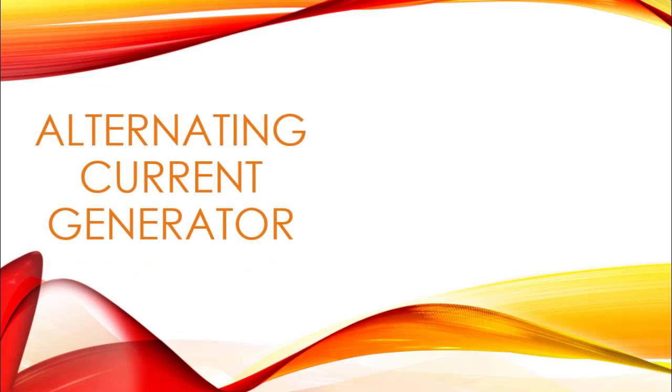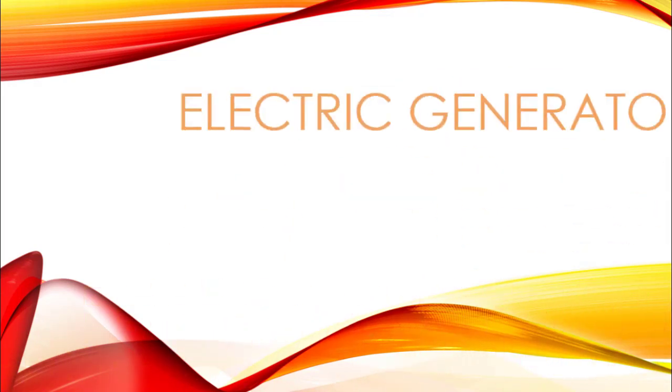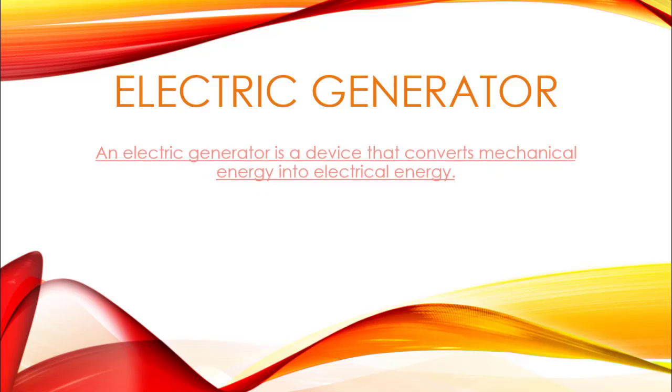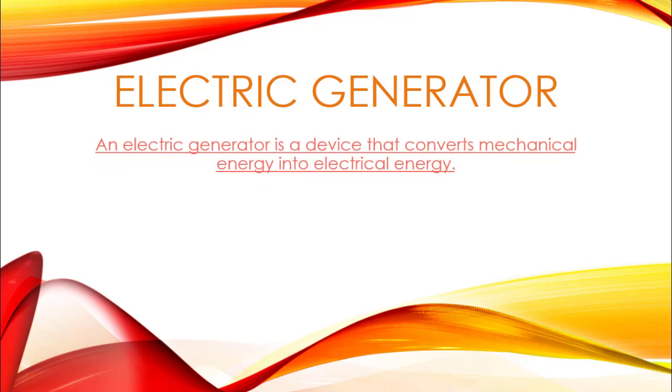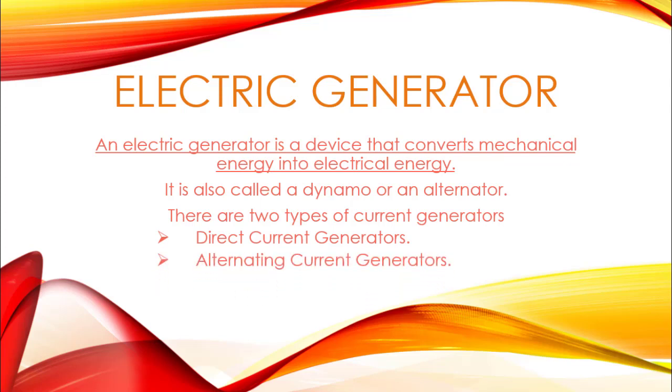Today we are going to study an alternating current generator. An electric generator is a device which converts mechanical energy into electrical energy. We give mechanical energy as input and receive electrical energy as an output. This electrical energy can appear in the form of direct current or an alternating current, depending upon the design of generator being used. Thus, there are two types of generators: direct current generators and alternating current generators. Electric generator is also called a dynamo or an alternator.